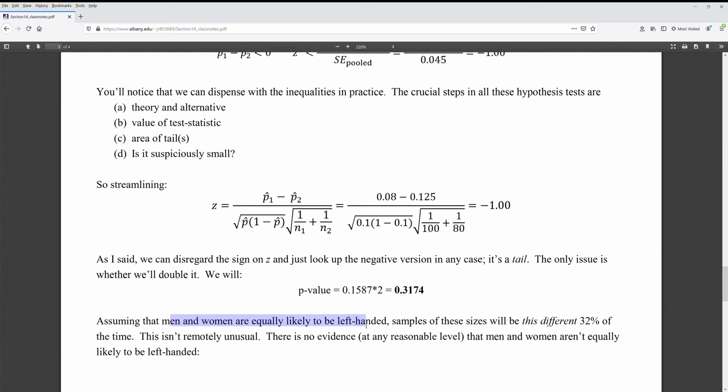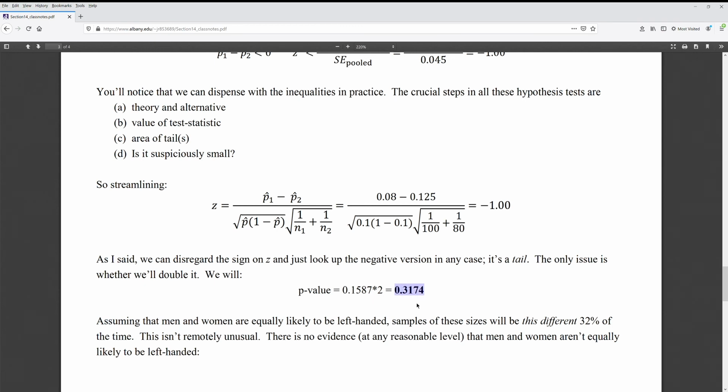So how does our logic play out? Assuming H0, assuming men and women are equally likely to be left-handed, it just is not that strange for these samples to be as different as they are. Conclusion, there's no reason men and women shouldn't be equally likely to be left-handed. It is still plausible. Because this is not small at any reasonable level: it's not smaller than 5%, the 5% level, it's not smaller than 10%, the 10% level, it's not smaller than 1%, 0.01, the 1% level. At any reasonable level, this is not what you would call suspiciously small.